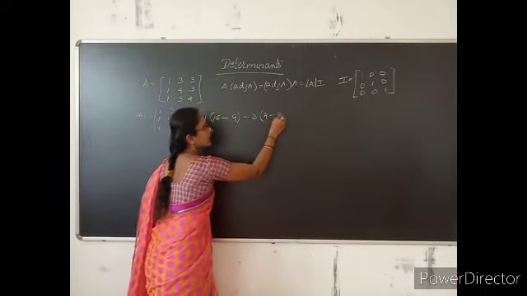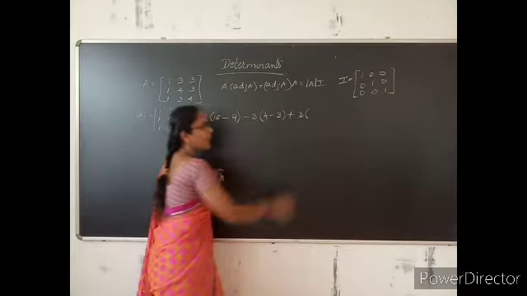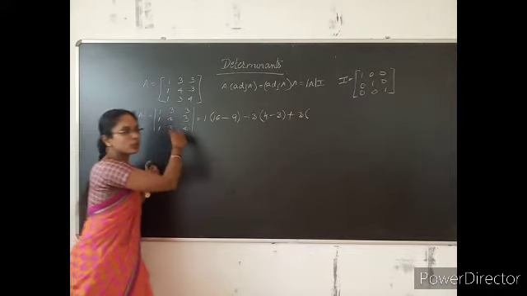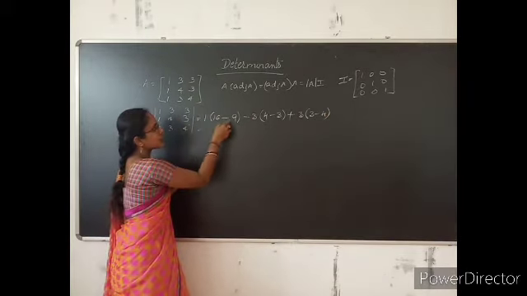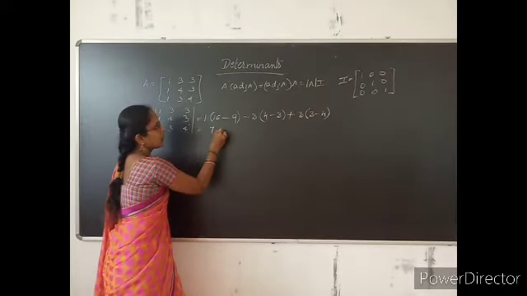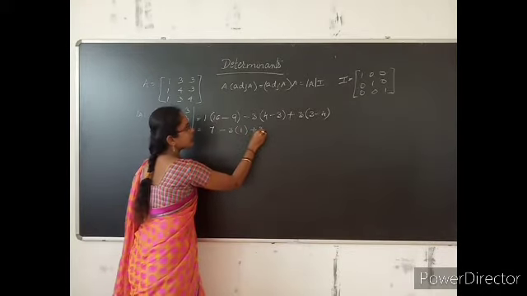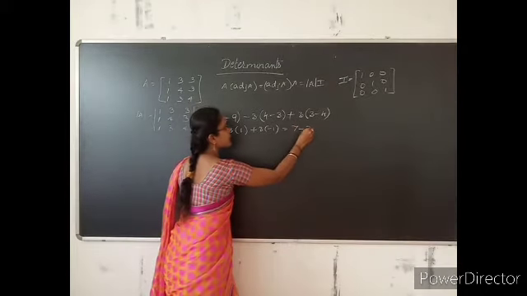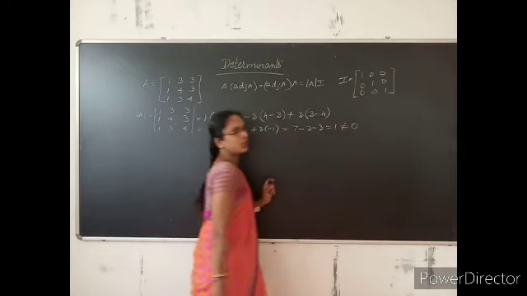So 4 minus 3 plus 3 into, delete the first row and third column, you get 1, 4, 1, 3, that is 1 into 3 minus 1 into 4. That is 3 minus 4. So this equals 16 minus 9. 16 minus 9 is 7, minus 3 into 4 minus 1 is 1, plus 3 into 3 minus 4 is minus 1. So totally 7 minus 3 minus 3, the value is equal to 1. So this is not equal to 0.